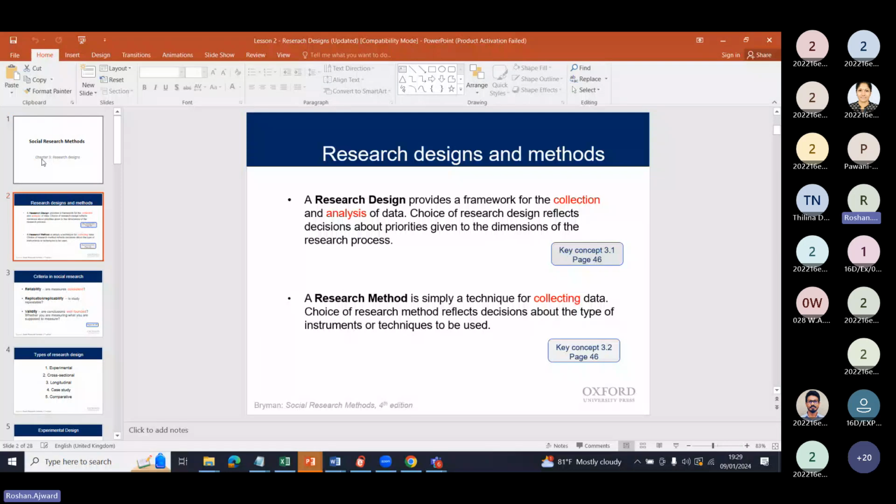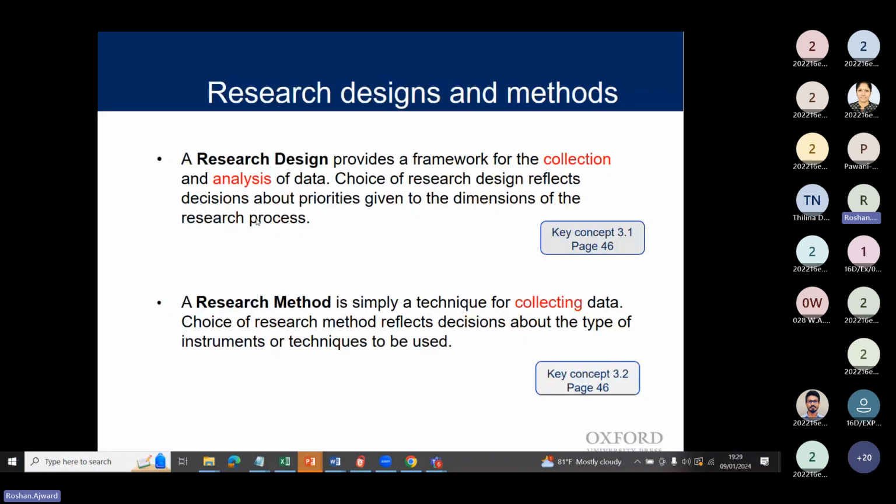First, let's try to understand the difference between research design and a research method. Now, what's the research design? At the exam, you might be asked, differentiate between research design and research method. Right? Differentiate between research design and research method.